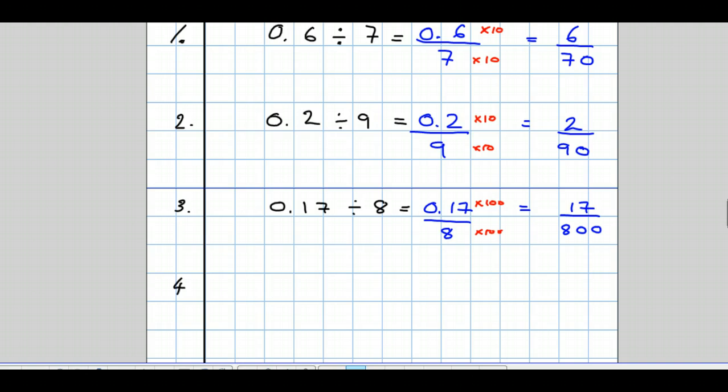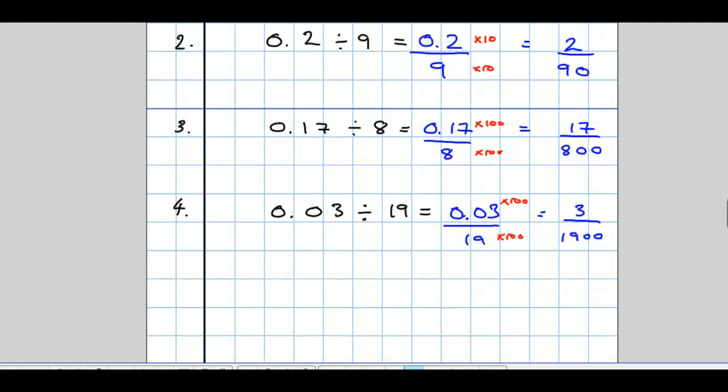Question 4. 0.03 divided by 19. So here's our halfway answer, 0.03 over 19. Now, because it's got two figures after the decimal point, as in the previous one, I've got to multiply it by 100. And to keep the fraction equivalent, I must do the same to the denominator. 0.03 times 100 is 3. 19 times 100 is 1900.